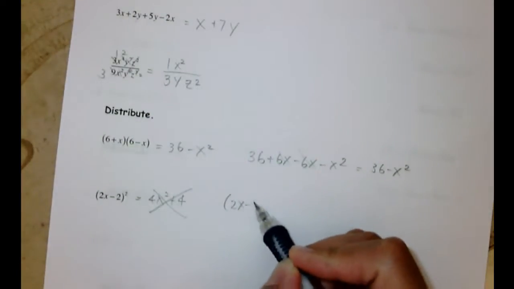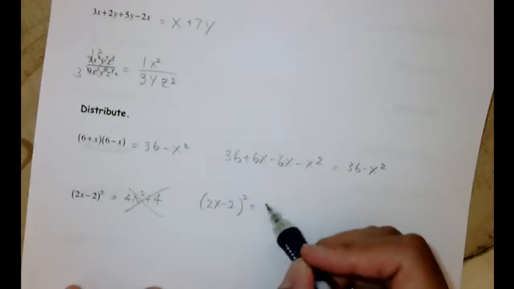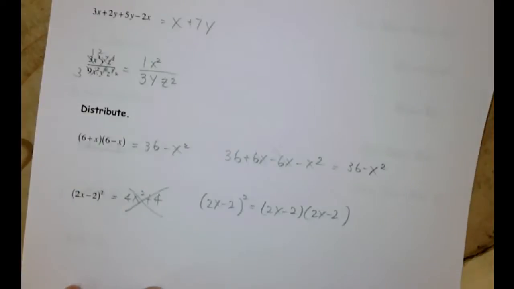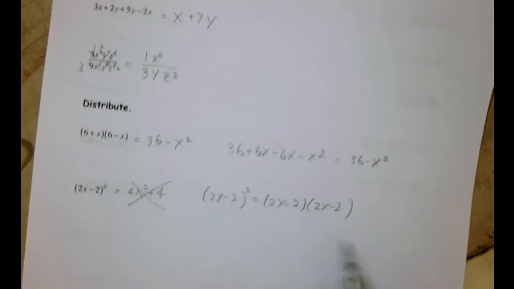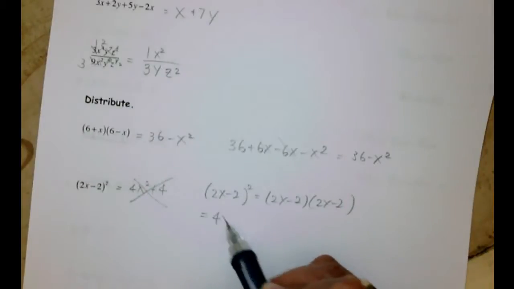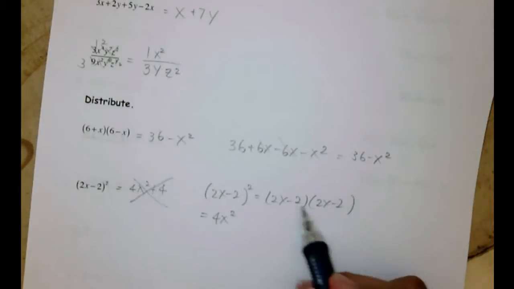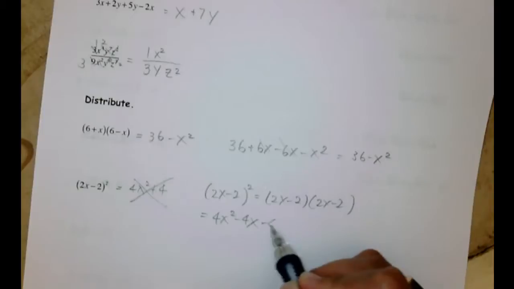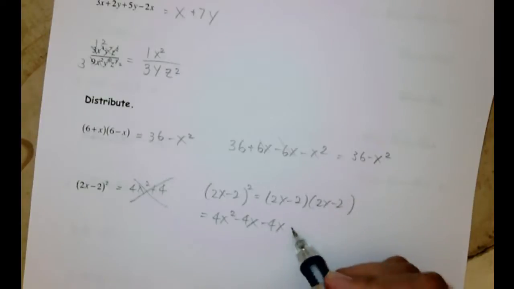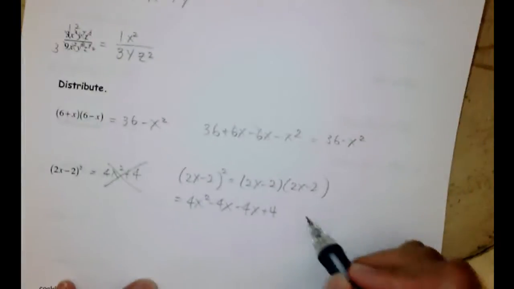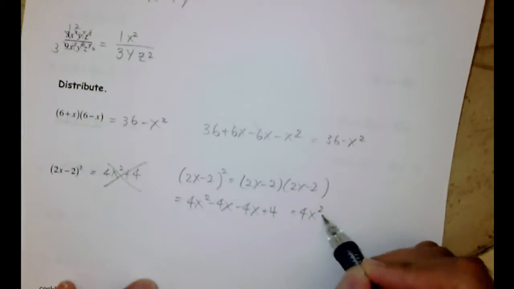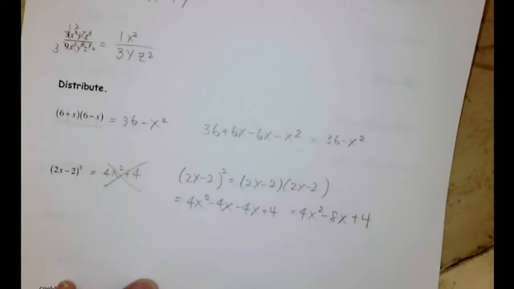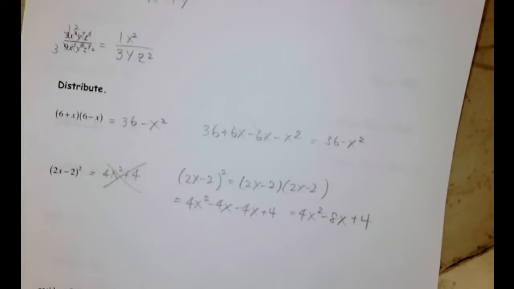It's 2x minus 2 squared, which means 2x minus 2 times 2x minus 2, right? So you have to FOIL this. So that's 4x squared. That's the first term. Inside is minus 4x. Outside is minus 4x. And the last is plus 4. So this is 4x squared minus 8x plus 4. Did you get these? If you didn't, you should review them.